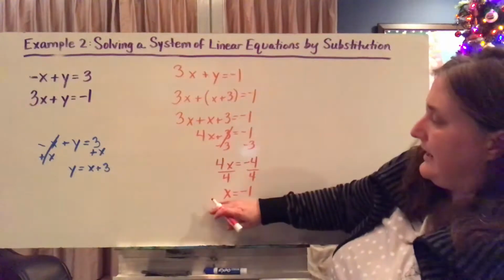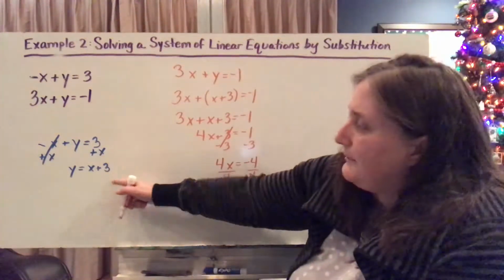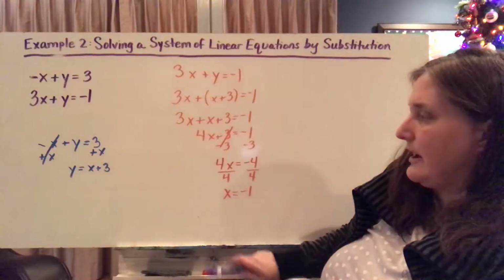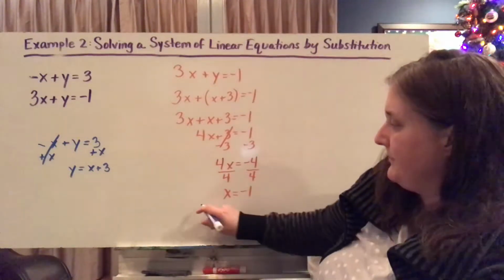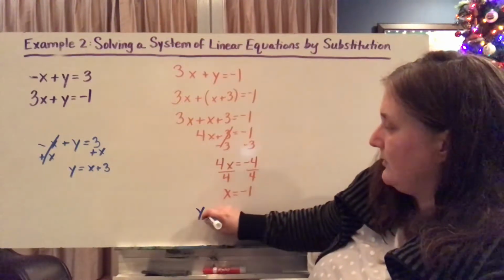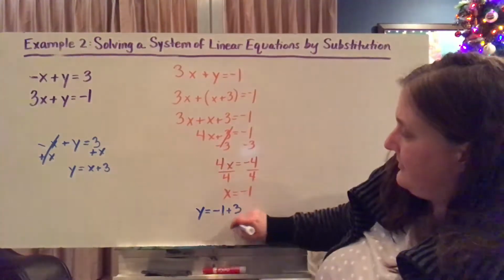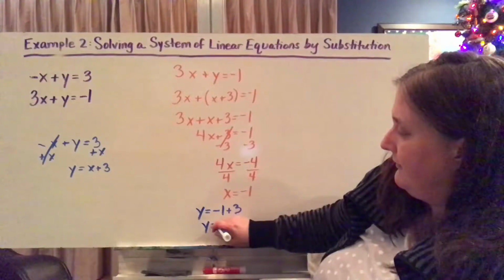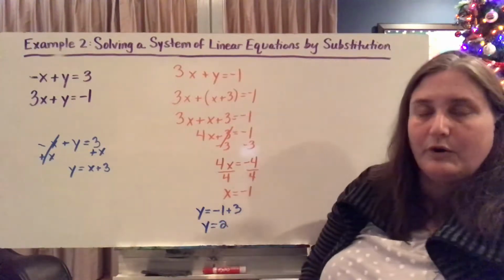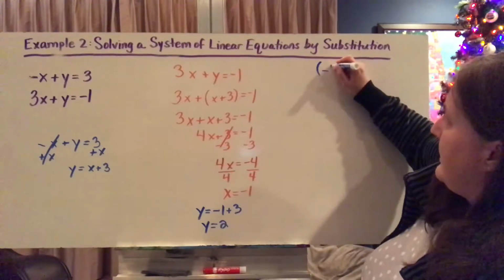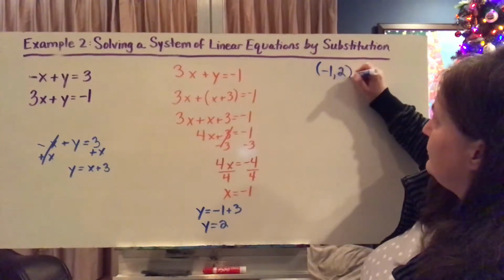Now I'm going to take this answer and plug it back into this equation to solve for y. So we had y equals x plus 3. So y equals -1 plus 3. This gives me an answer of 2. So for my ordered pair, my solution, I have -1, 2.